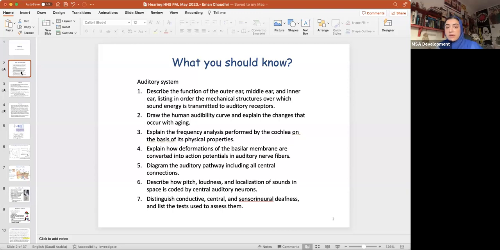explain the frequency analysis performed by the cochlea on the basis of its physical properties, explain how deformations of the basilar membrane are converted into action potentials in the auditory nerve fibers, diagram the auditory pathway with all the central connections, so basically in the brainstem up into the cortex. Describe how pitch, loudness, and localization of sounds in space is coded by central auditory neurons, and distinguish conductive, central and sensory neural deafness.